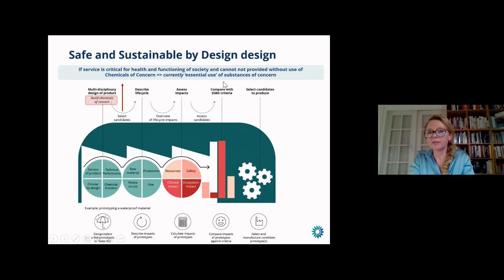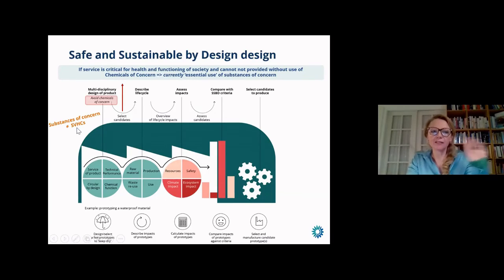And this is where we still need a lot of research to understand how you can score these different impacts and what should be the criteria you compare against. And this is also where the Commission right now, DG RTD together with the JRC, are working on developing the criteria. And finally, you end up in a situation where you can go ahead and design the candidate products to produce. I just wanted to mention here that substances of concern are not the same as substances of very high concern, because already now you're not supposed to use SVHCs.